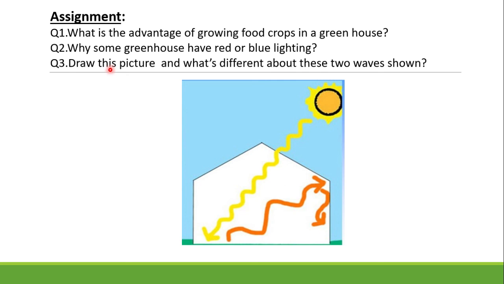Then question number 3. Draw this picture as shown, and you have to write the different types of waves shown. So what's different about these two waves? You have to note down these waves and find out what is the difference in these two waves. We have seen or discussed it in how the greenhouse works.